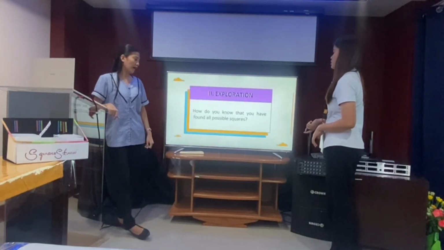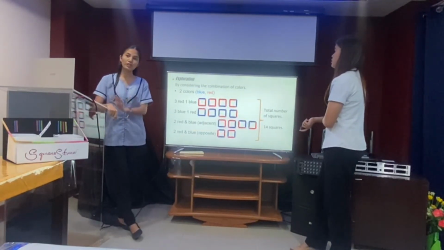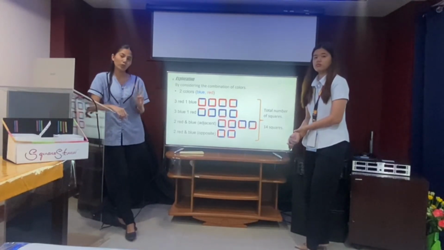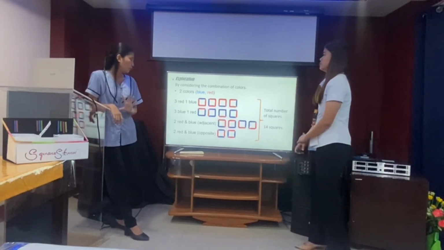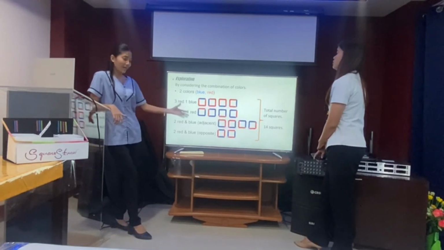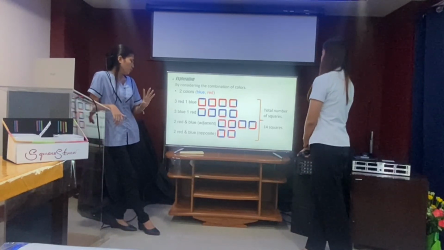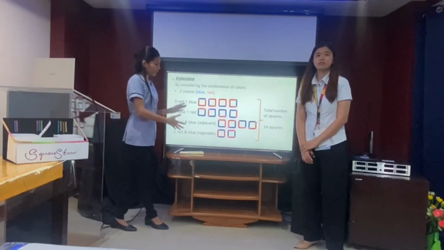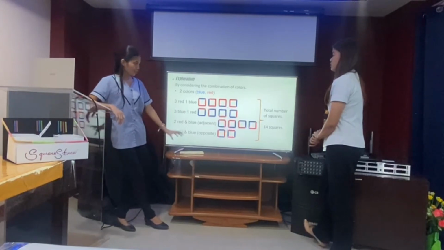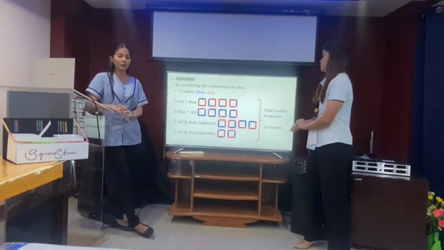How do you know that you have found all possible squares? So, of course, by considering the combinations of colors. For example, with 2 colors, we have blue and red. So let's consider 3 red, 1 blue, and 3 blue, 1 red. And with 2 red and 2 blue, we have one where the colors are adjacent, and another where they are opposite. So we found out that we have 14 squares.